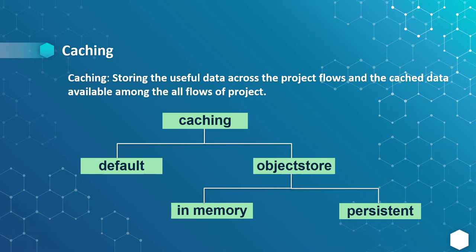Coming to caching, we can do it in two ways. One is the default, nothing but the cache scope that we are discussing now, and one more is using an object store. Coming to the object store, we can do caching in two ways: one is in-memory, one more is persistent. We will see cache scope in this session, and in the next session we will see the object store.